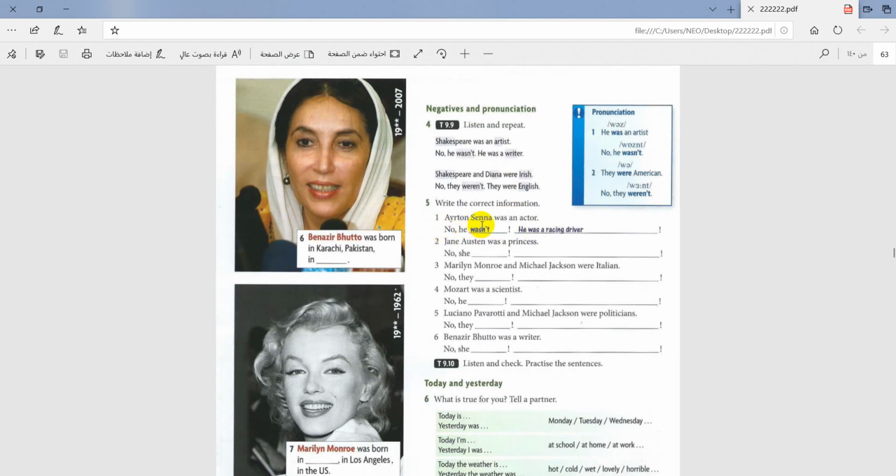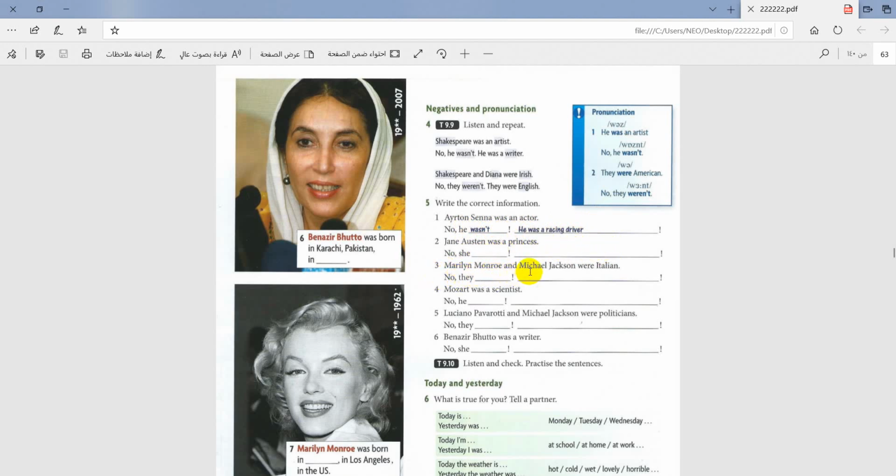Was an actor. No, he wasn't. He was a racing driver. Jane Austen was a princess. No, she wasn't. She was a writer.